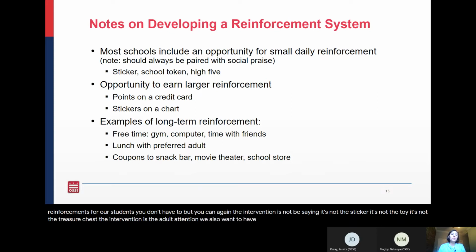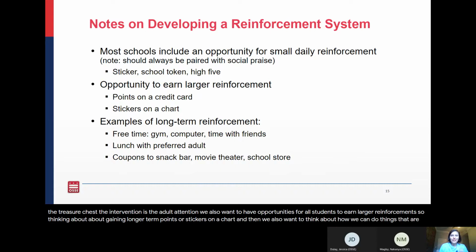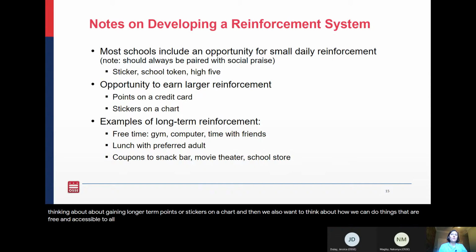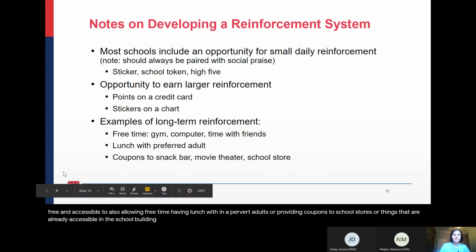We also want to have opportunities for all students to earn larger reinforcements. So thinking about gaining longer term points or stickers on a chart. And then we also want to think about how we can do things that are free and accessible to all. So allowing free time, having lunch with a preferred adult, or providing coupons to school stores or things that are already accessible in the school building.